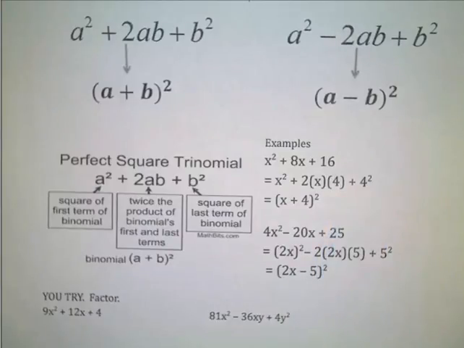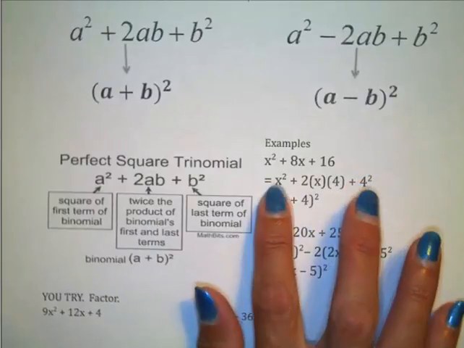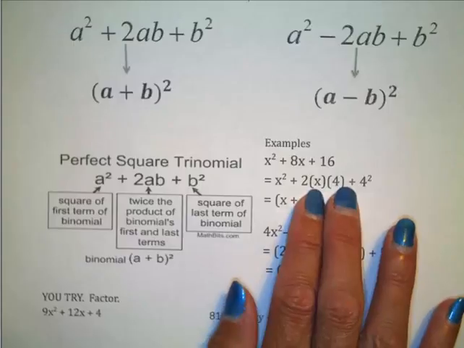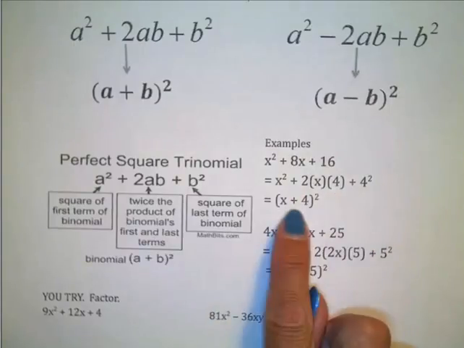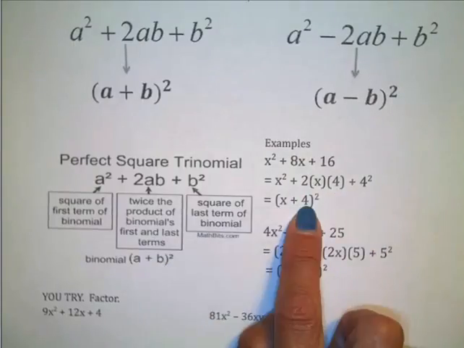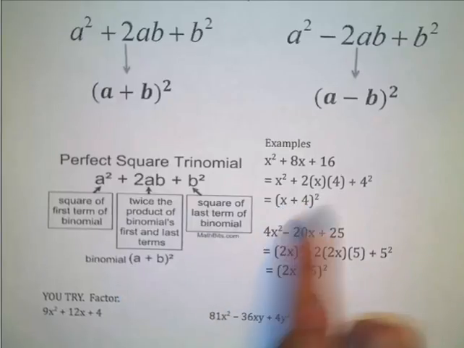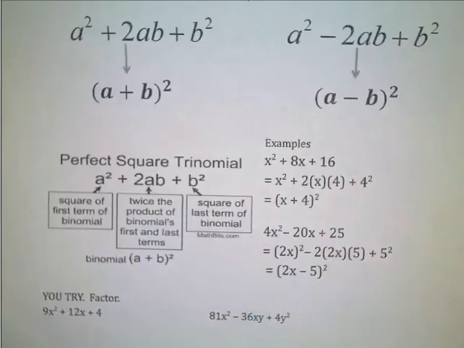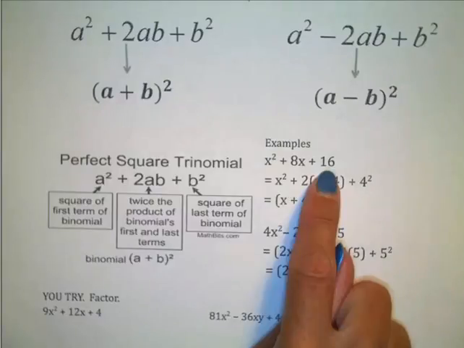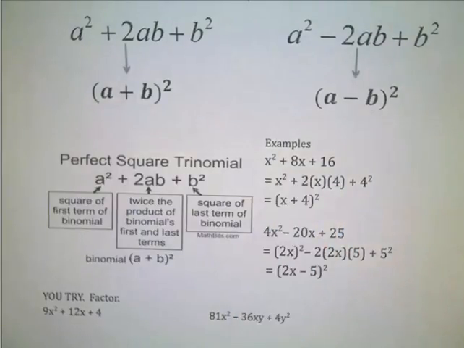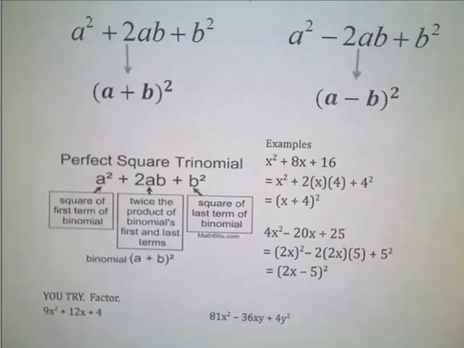Sometimes it's probably easier if you do the first and the last and then fill in the middle. So then your b term is 4, your a term is x, and it's squared. So you could use one of your other ways. This would be an easy trinomial. What multiplies to 16 and adds to 8? 4 and 4. So they're exactly the same.